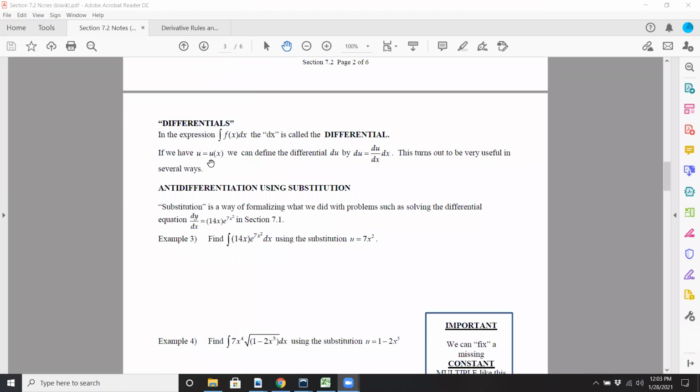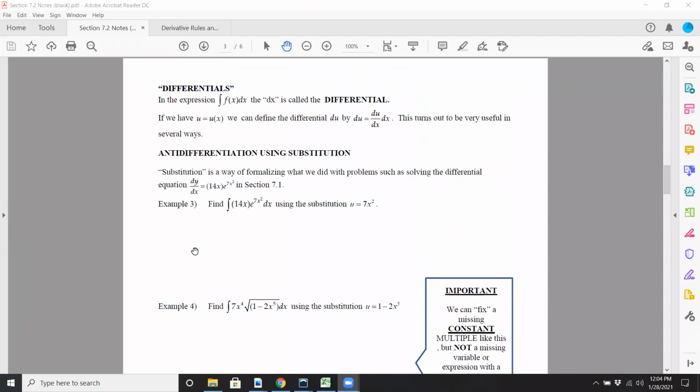So differentials. dx is called a differential. And here we have u equaling u of x. It's a function, u is a function of x. And we can define the differential du by the following, which kind of makes sense because the dx just cancels here, right? But essentially what you're doing is you're taking the derivative of u with respect to x. And it turns out to be very useful. So let's take a look at example 3 here. Then I'll do examples 4, 5, and end the video.